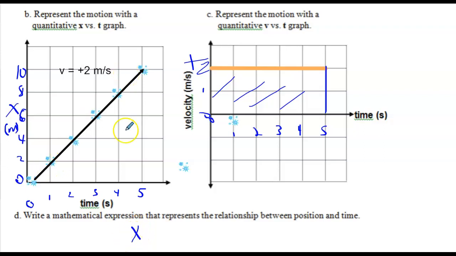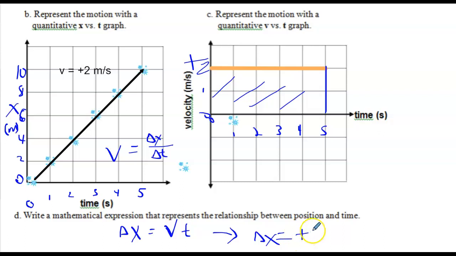If we look at this graph, we have x as a function of t, and the velocity times the time will get you the displacement. We kind of did that with the slope of this line: velocity equals displacement over time. We've done that before with the slope of the line. So if we solve for displacement or position, it's showing you that. And we could rewrite this as the displacement is equal to our velocity value, which is positive 2, times whatever time interval we're talking about.